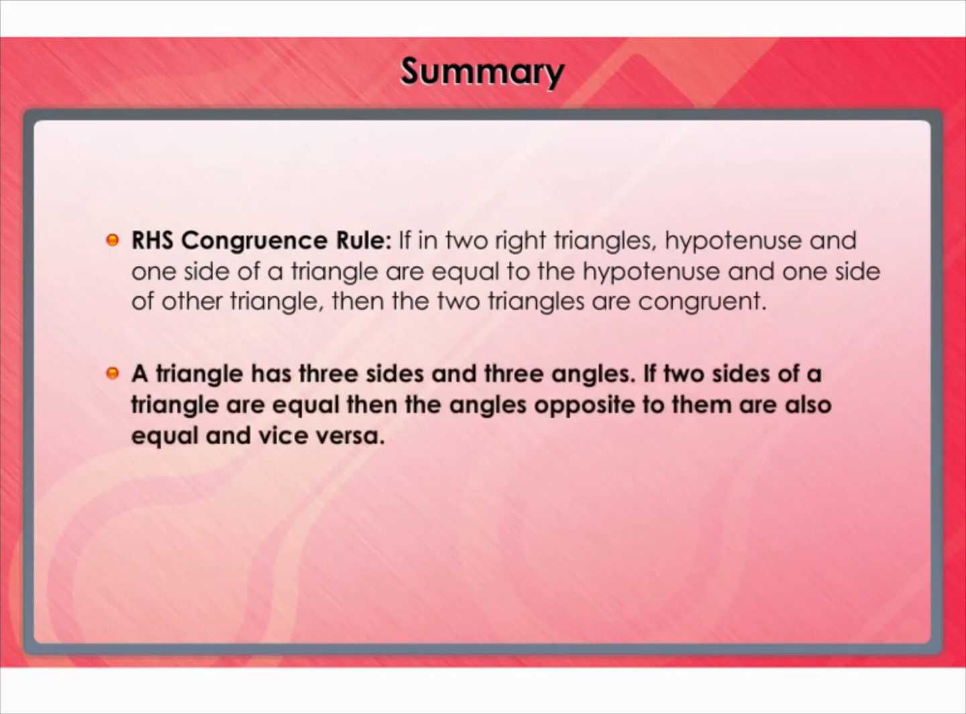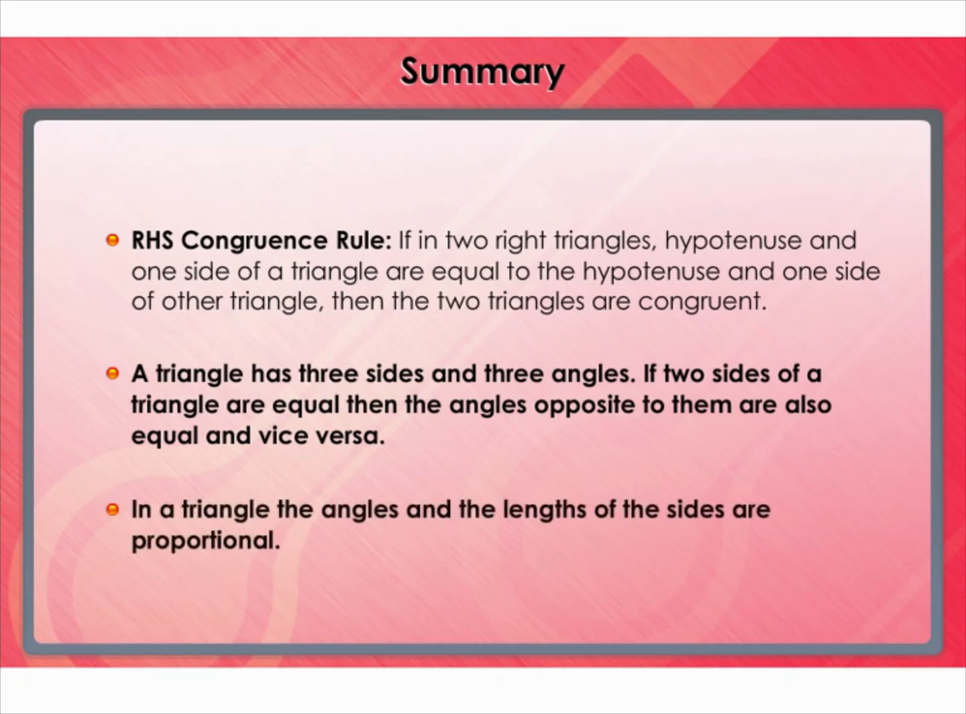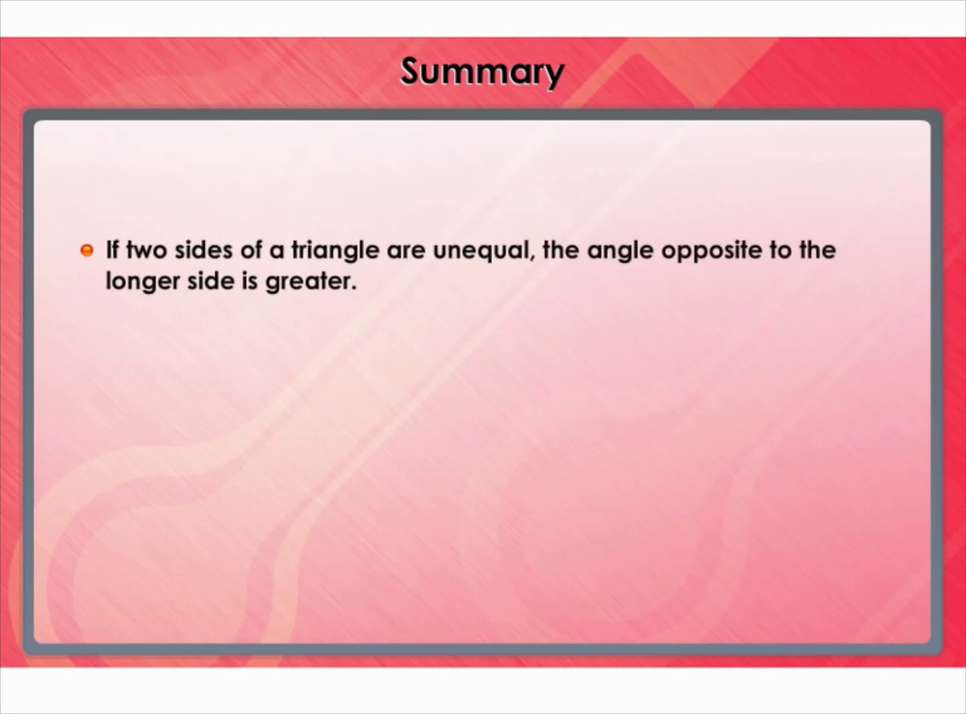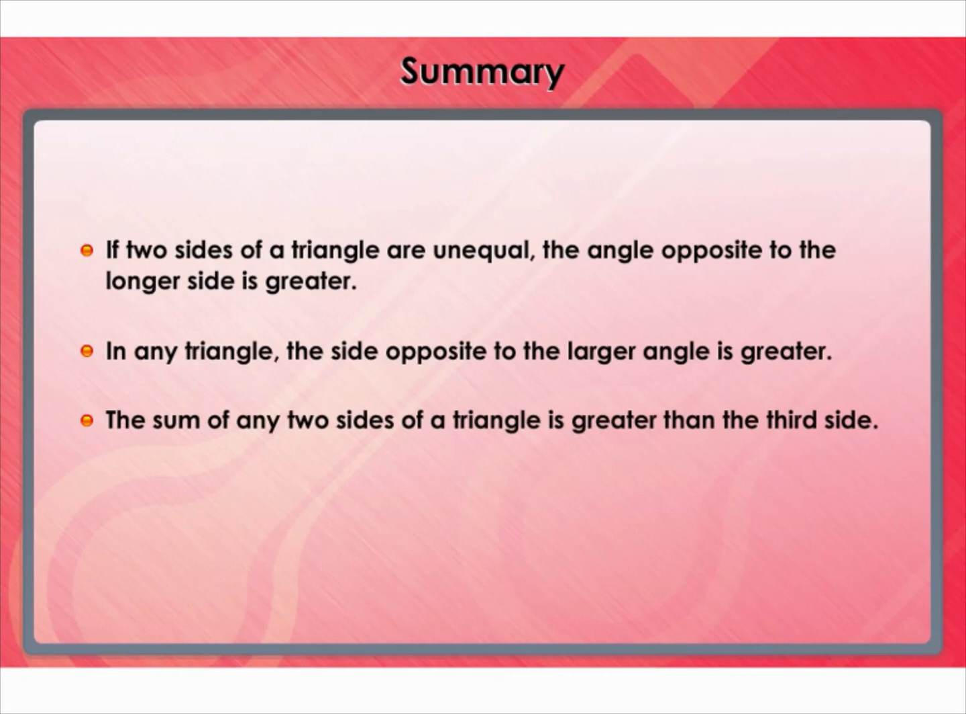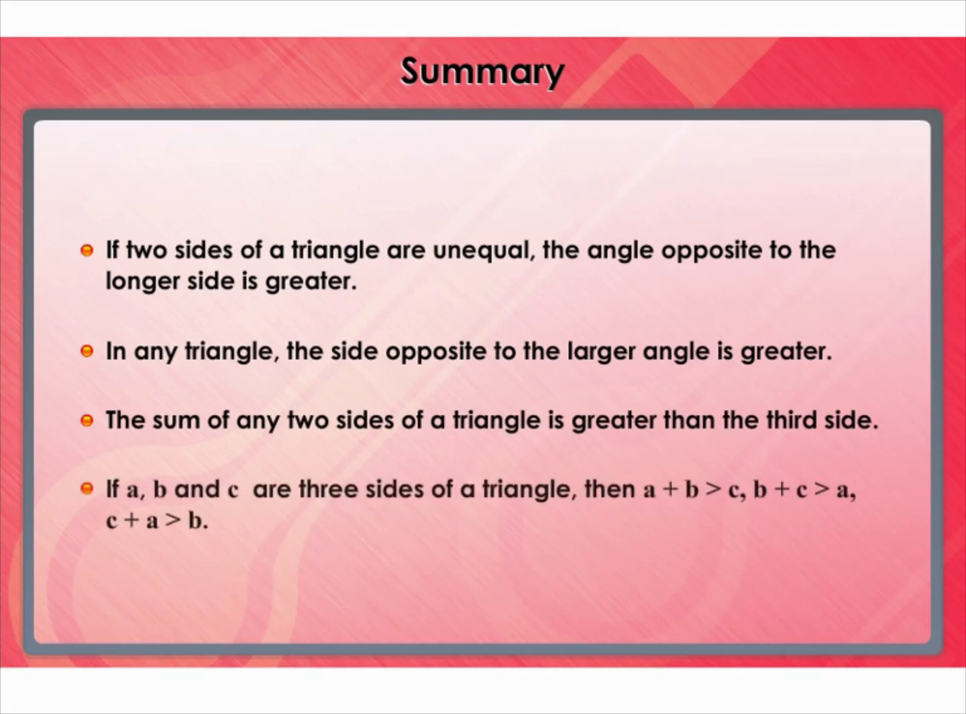A triangle has three sides and three angles. If two sides of a triangle are equal, then the angles opposite to them are also equal and vice versa. In a triangle, the angles and the lengths of the sides are proportional. If two sides of a triangle are unequal, the angle opposite to the longer side is greater. In any triangle, the side opposite to the larger angle is greater. The sum of any two sides of a triangle is greater than the third side. If A, B, and C are three sides of a triangle, then A plus B is greater than C, B plus C is greater than A, C plus A is greater than B.